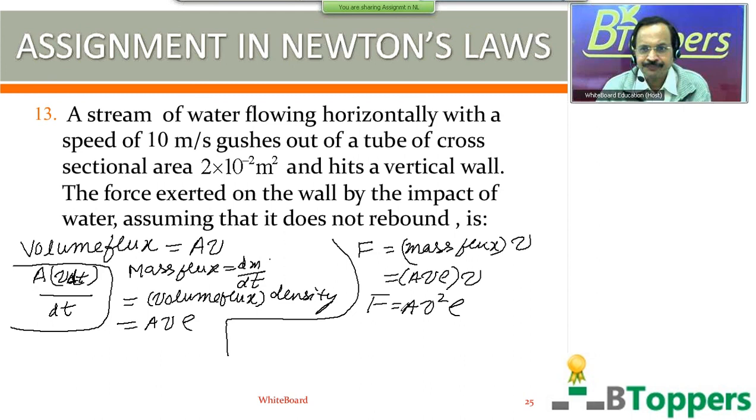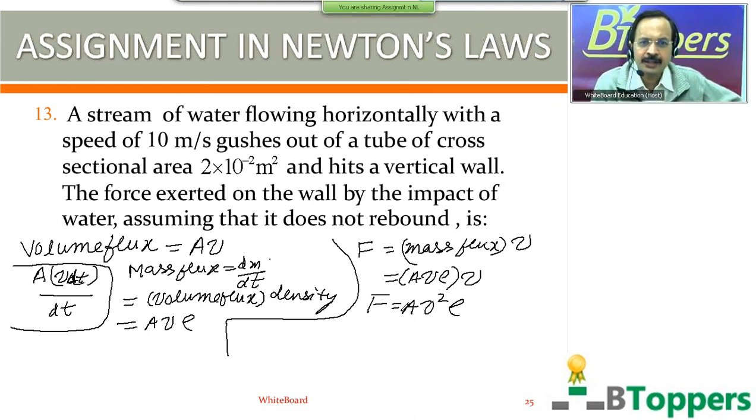So the magnitude of change in momentum of a small elementary mass of water after it strikes the wall is the same as the magnitude of initial momentum, since the final momentum is zero. So if the water does not rebound back, then the force exerted on the wall by the water striking is equal to mass flux into v. v is the magnitude of velocity with which water strikes the wall. So that comes out A v square rho.